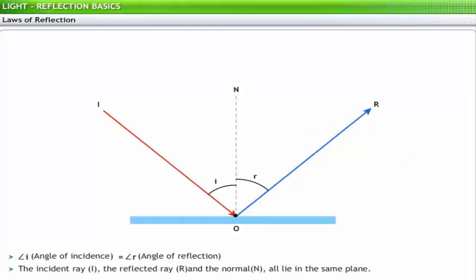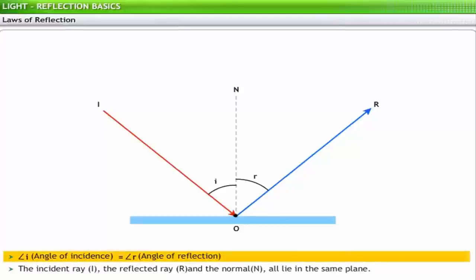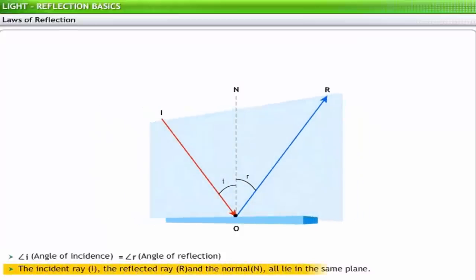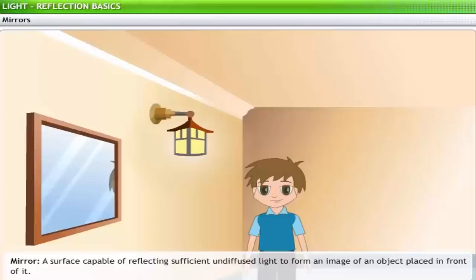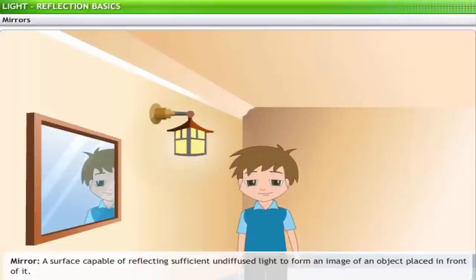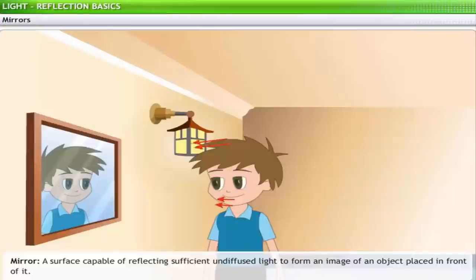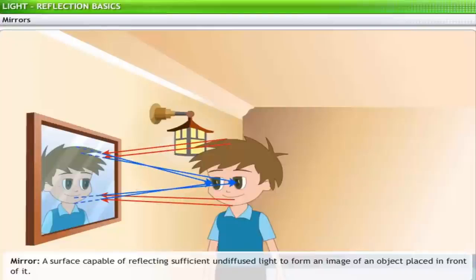In other words, the experiment shows that the angle of incidence I equals the angle of reflection R. The incident ray, the reflected ray, and the normal all lie in the same plane. The property of reflection can be explained using mirrors. The laws of reflection affect our daily lives in many ways. In fact, we verify these laws every time we look into a mirror.